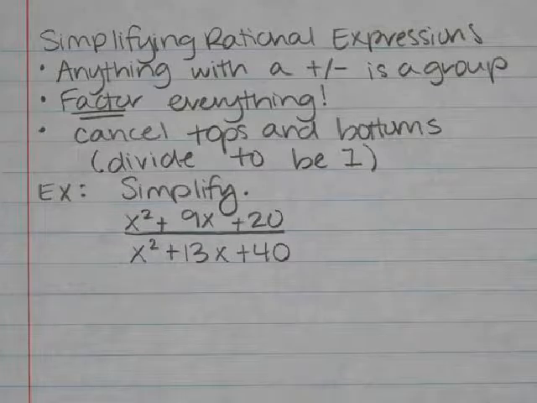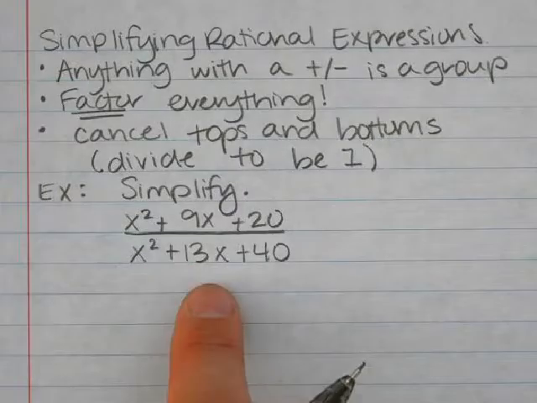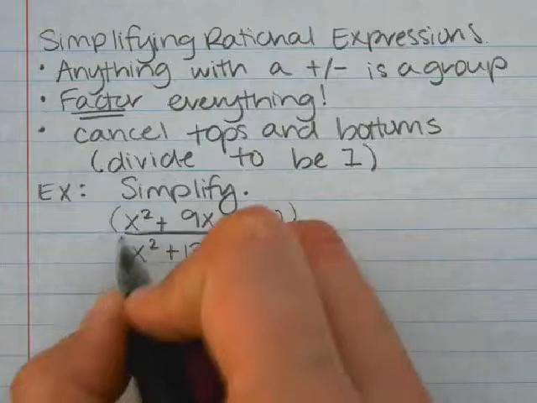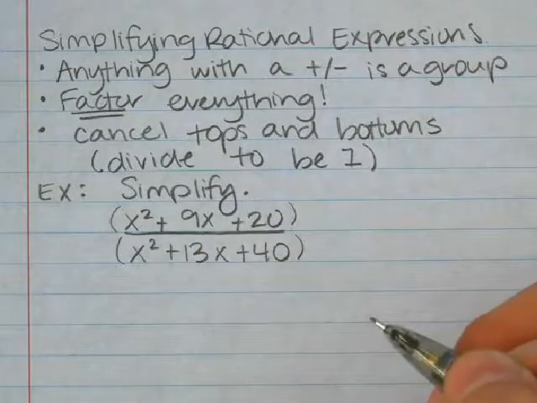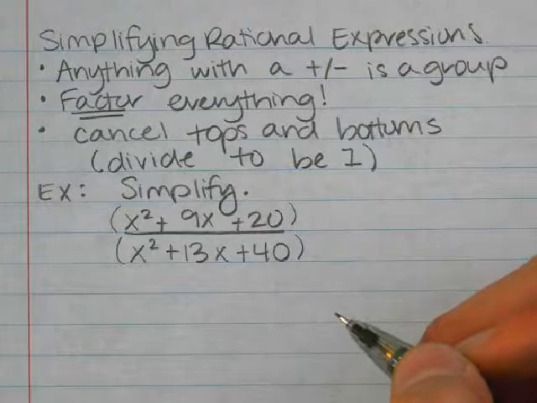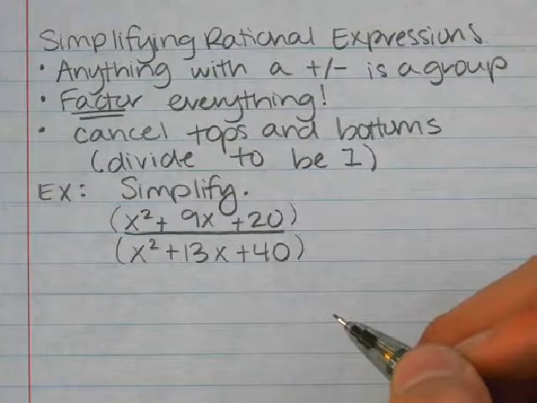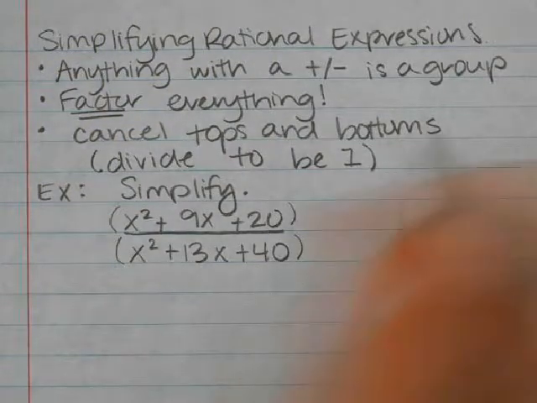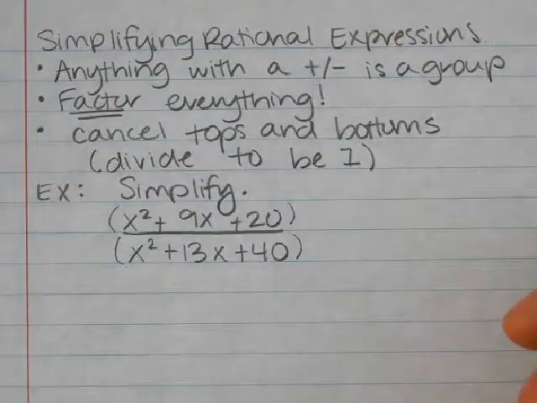So how do we simplify this? Factor, right? I can see that there are pluses and minuses in this problem, so that means the entire top is one group, the entire bottom is another group, and since those two groups are not identical to each other, we cannot cancel anything right now. All right? So at this point, we've got to factor. So how do you factor the top and bottom? What's the method we're going to use?